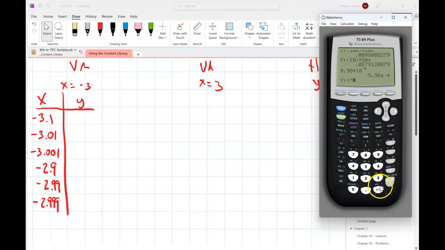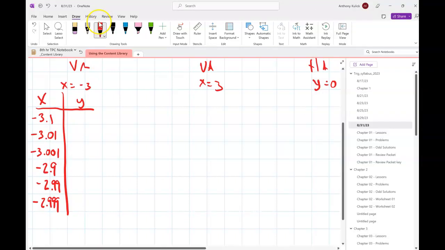So I'll do parenthesis -3.1. That's telling me to do y1 of -3.1. The calculator is going to plug the -3.1 in for the x's in the y1 spot, and I get that number. If I press second and enter, that'll recall the last thing I typed in, so I don't have to jump through all those menus again to get the y1. I can just edit that to become -3.01, and again press second and enter to recall it and do -3.001.